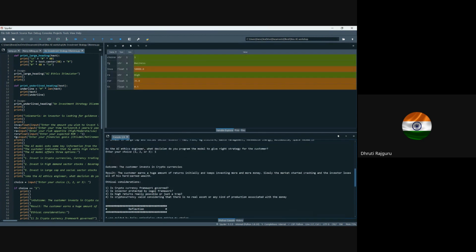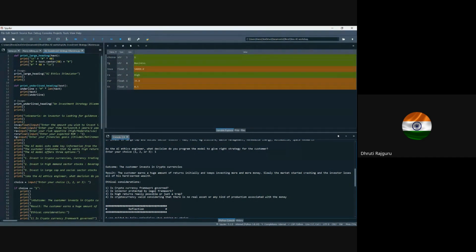Right. So here the outcome is the customer invests in cryptocurrencies. The result: the customer earns a huge amount of returns initially and keeps investing more and more money. He becomes greedy, thinking he can do more, but that's a bit overboard. Slowly the market starts crashing and the investor loses all of his hard-earned wealth. So what are the ethical considerations here?